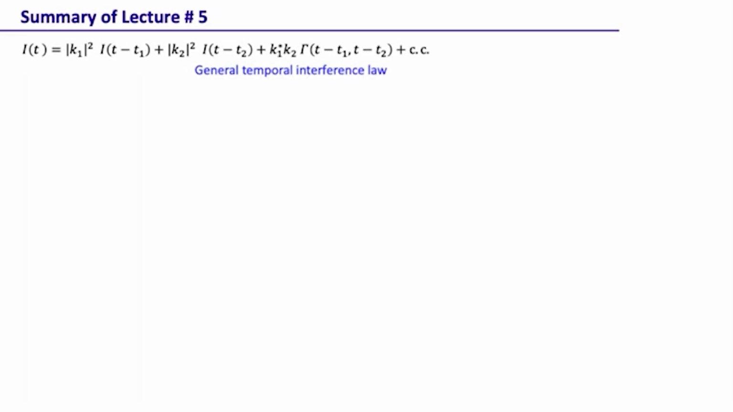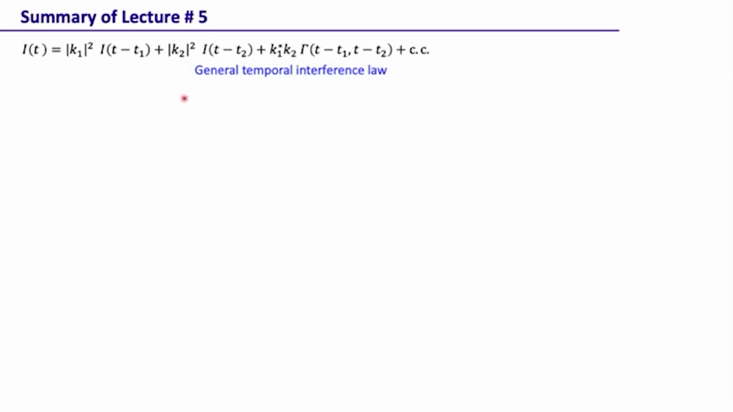But before we start today's lecture, let's look at what we did in lecture number 5. In lecture number 5, we looked at the interference in the temporal degree of freedom. This is the general temporal interference law. The main question we ask in temporal interference is: what is the correlation between the field vibrations at 2 points that are separated in time by t2 minus t1?